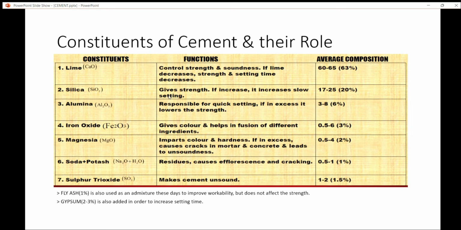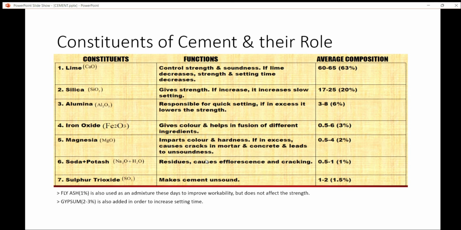Alumina is responsible for quick setting and it lowers the strength. It is around 6%, mainly 3 to 8%. Iron oxide gives color and helps in fusion of different ingredients, around 3%. Magnesia impacts color and hardness. If it is in excess, it causes cracks in mortars and concretes and leads to unsoundness.